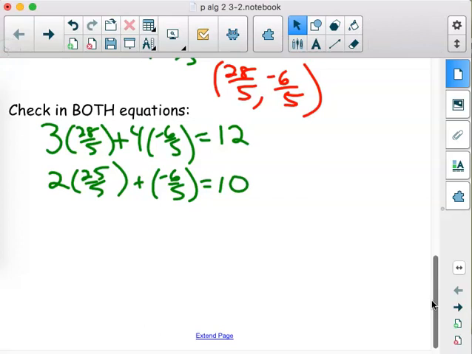And again, for the check, I would probably just punch it into the calculator. Make sure it works. 3 parentheses 28 divided by 5 parentheses plus 4 parentheses negative 6 divided by 5 parentheses. Boom. It's 12. It works. Check mark. 2 parentheses. Oh, that's supposed to be a 28. It looks like a 5.